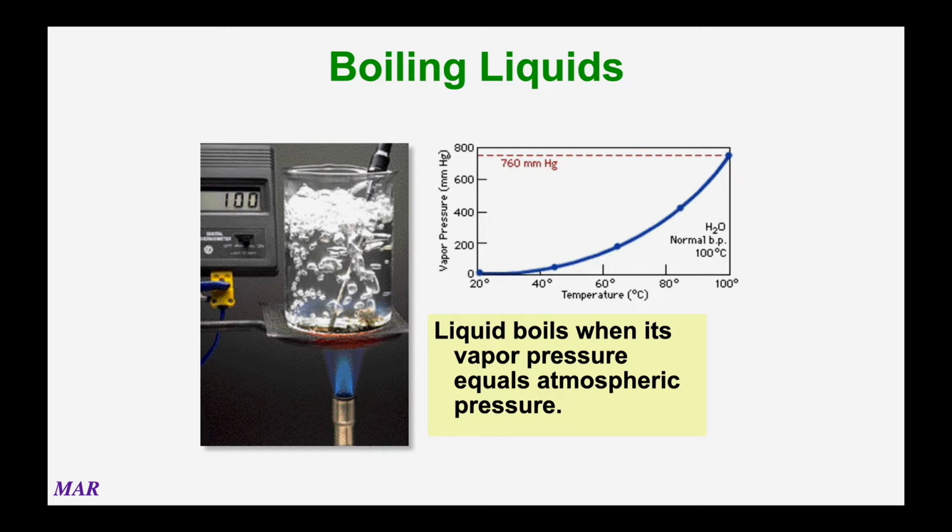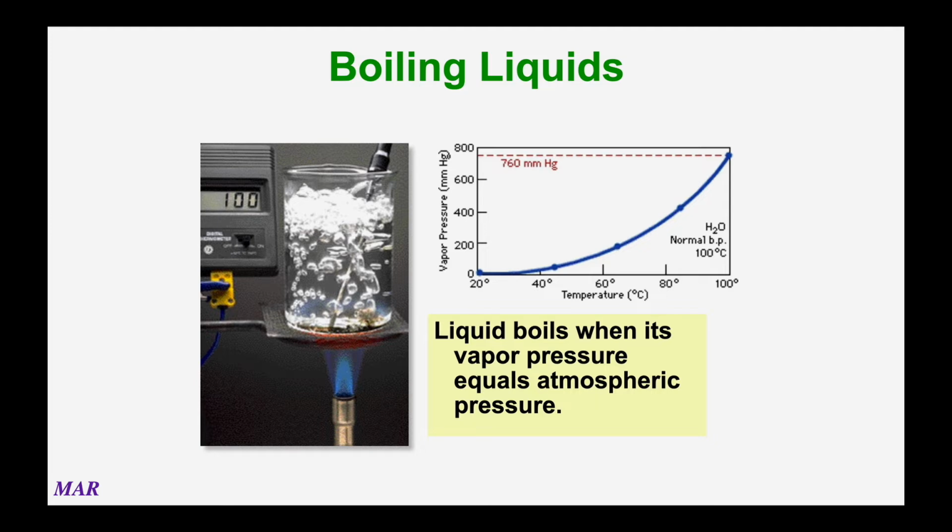If the vapor pressure equals the atmospheric pressure, which for 1 atmosphere is 760 millimeters of mercury, when vapor pressure and atmospheric pressure are the same, this is when a liquid boils. So you start seeing liquids boil when the atmospheric pressure and the vapor pressure of the liquid are the same. And this is kind of an interesting process.